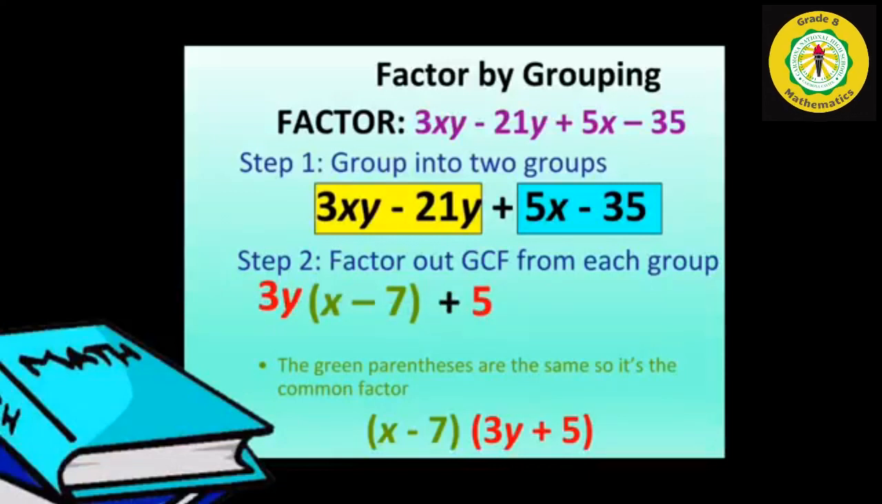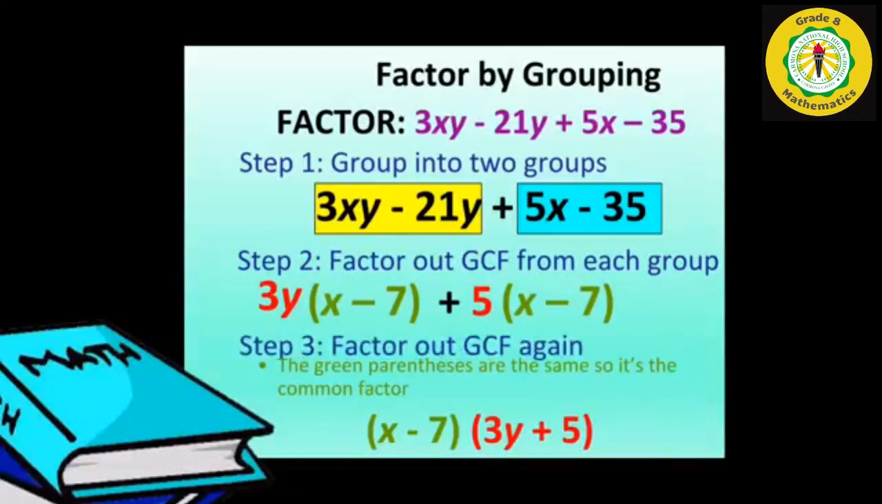Now let's proceed to the second group. The GCF is 5, so 5x divided by 5 is x, and negative 35 divided by 5 is negative 7. Now let's proceed to the third step. We need to factor out the GCF again, and as you notice here, the green parentheses are the same, so it's the common factor. So for our answer, it is x minus 7 times the quantity of 3y plus 5.